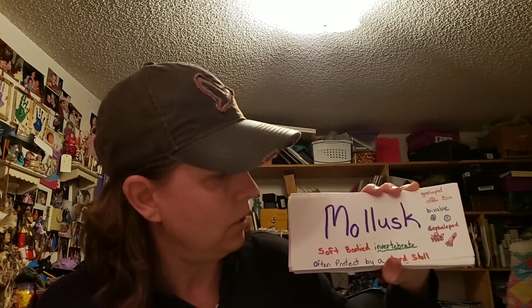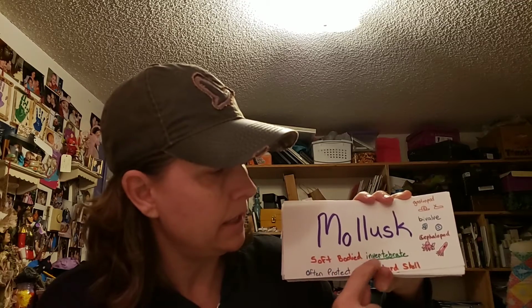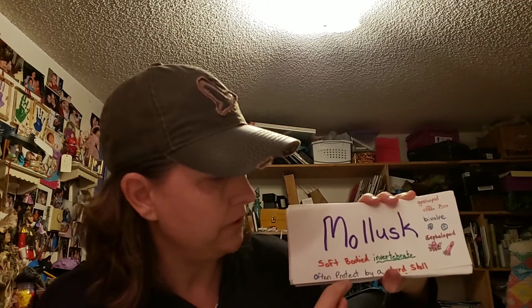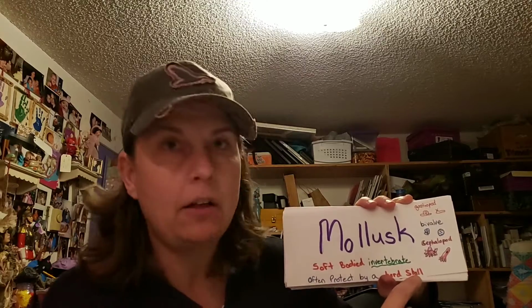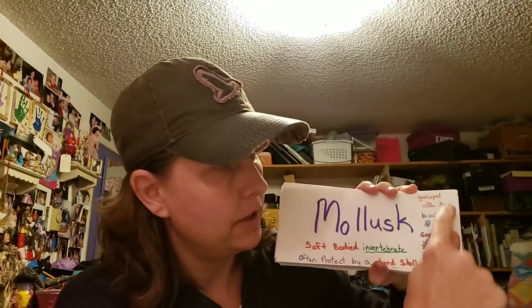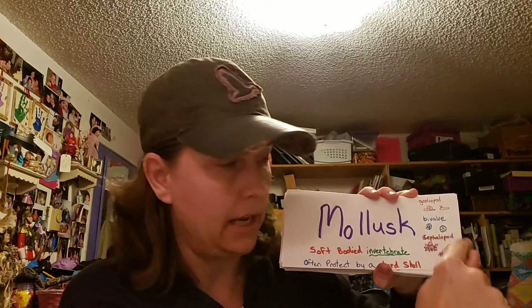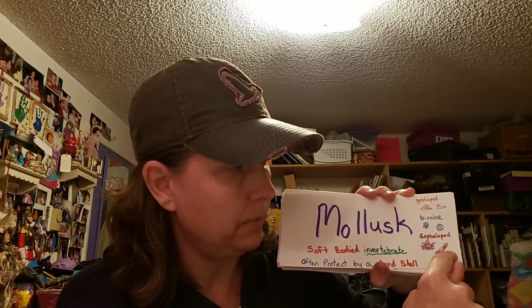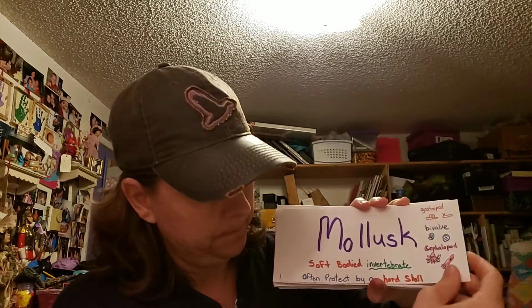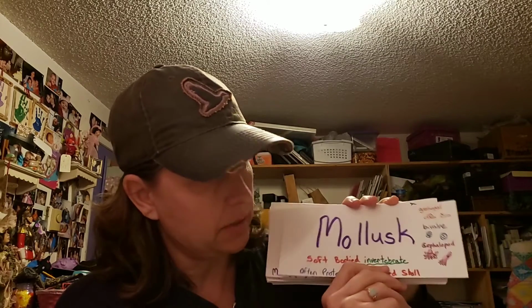Mollusk. A mollusk is a soft-bodied invertebrate, often protected by a hard shell. They think of gastropods, snails, bivalve, clams, cephalopods, octopus.